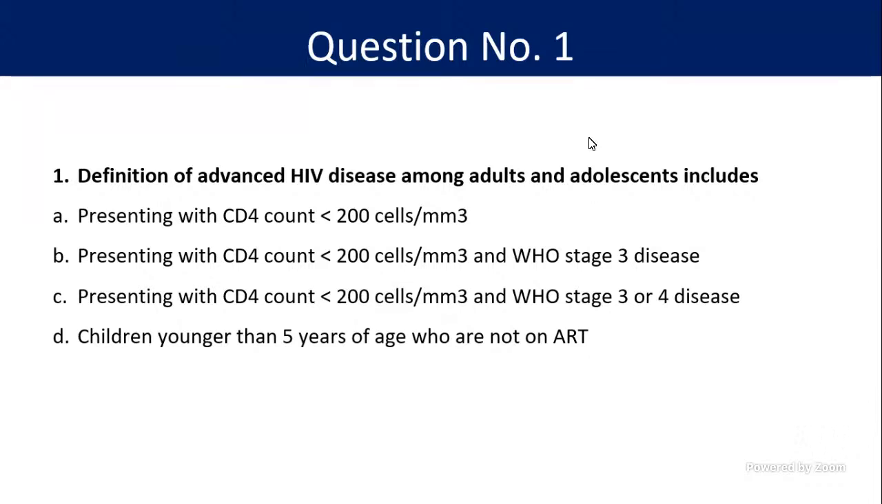The first question is, definition of advanced HIV disease among adults and adolescents includes presenting with CD4 count less than 200 cells; B, presenting with CD4 count less than 200 cells and WHO stage 3 disease; C, presenting with CD4 count less than 200 cells and WHO stage 3 or 4 disease; and children younger than 5 years of age who are not on ART.